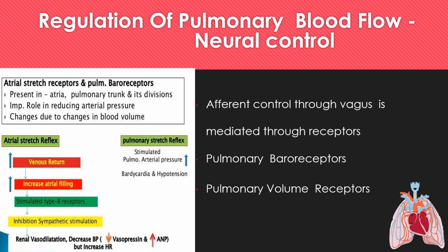So stimulation of this receptor produces tachycardia and diuresis, which helps in regulating the blood volume. These vagal receptors could be the afferent limb of the Bainbridge reflex, which is mentioned here. This is for the pulmonary baroreceptors and this is for the pulmonary volume receptors.